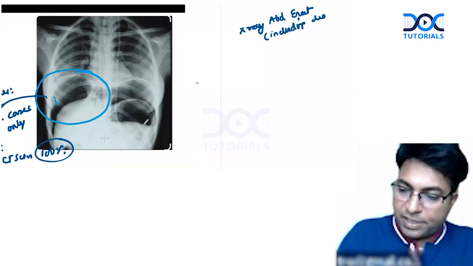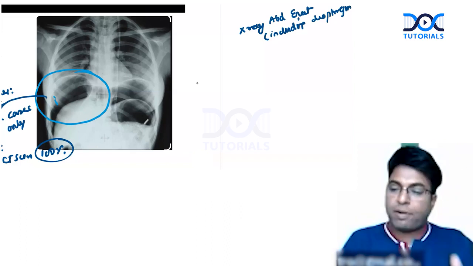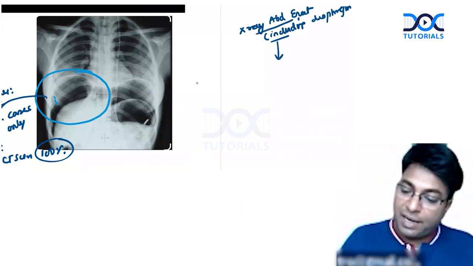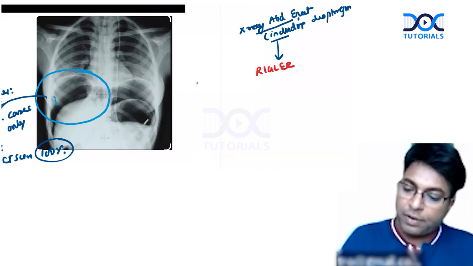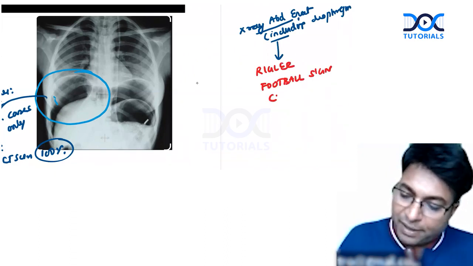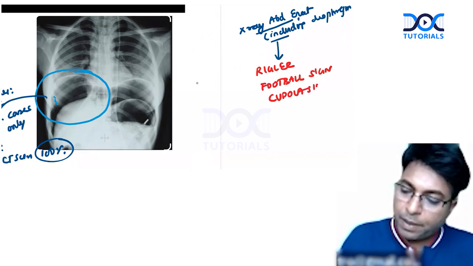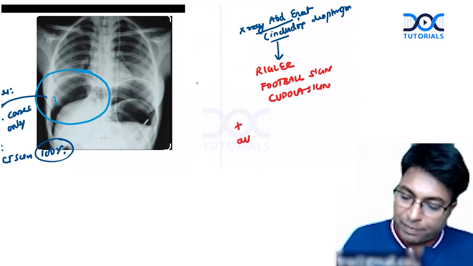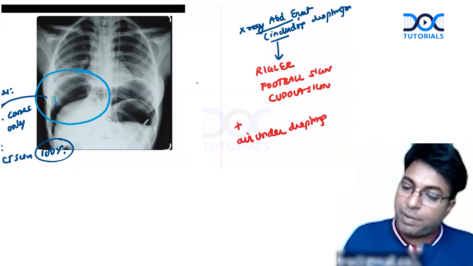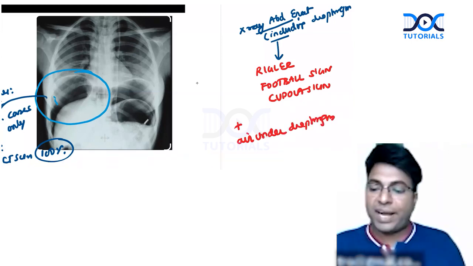Not chest X-ray. Chest X-ray may show the diaphragm, but in X-ray abdomen erect, we can have multiple other signs like Rigler sign, football sign, cupola sign, apart from air under diaphragm. So this part is very important. Please remember, in an X-ray abdomen, we have multiple findings.